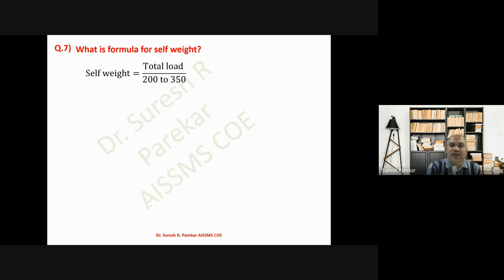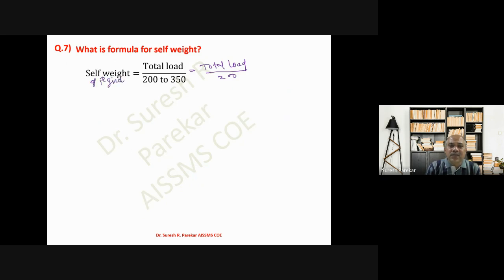So what is the formula for self weight? Generally this value is taken as 200 to 350. So for plate girders we are going to take this value as total load divided by 200, for the self weight of the plate girder, I can say.